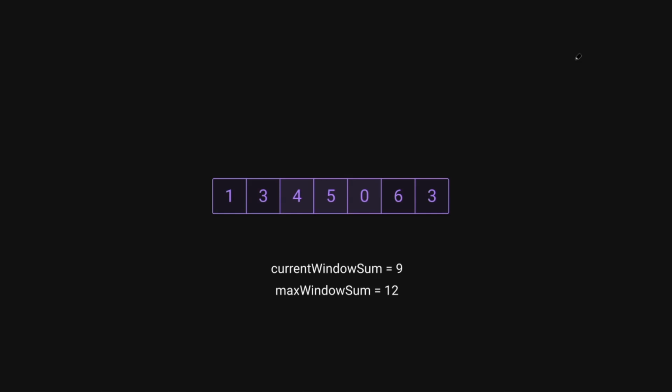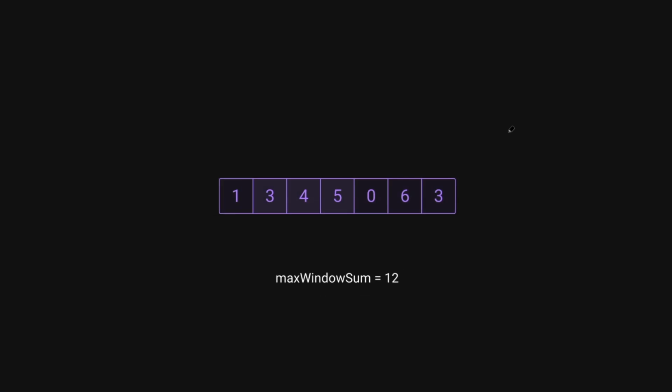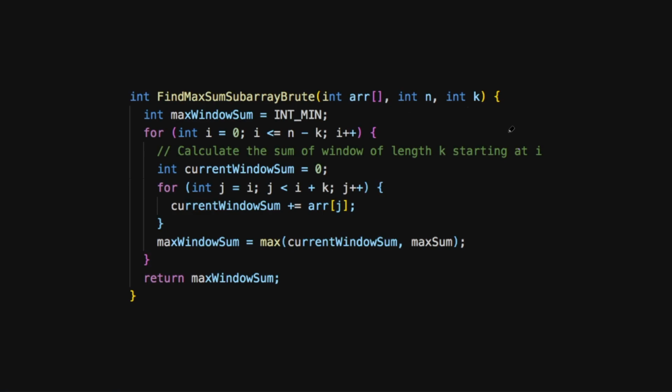Max window sum remains unchanged here since the current window sum is lesser than the previously found max. We repeat the process until we reach the end. We have our solution equal to 12 here. Let's quickly take a look at the code. We have a variable max window sum that we initialize with int min, the minimum possible value for an int, to help us with the first comparison.